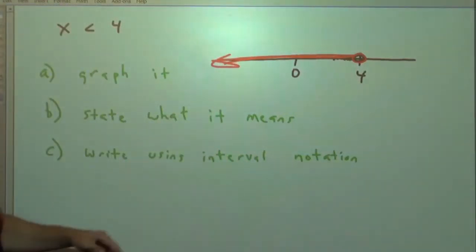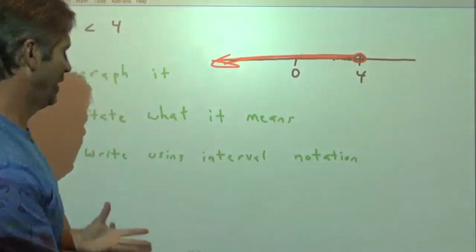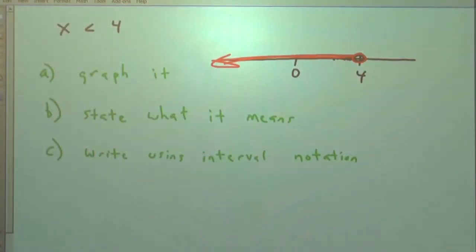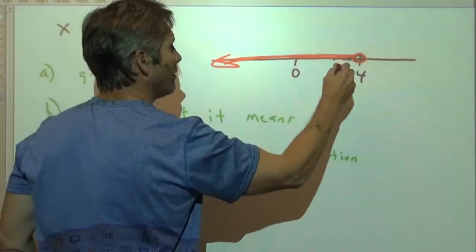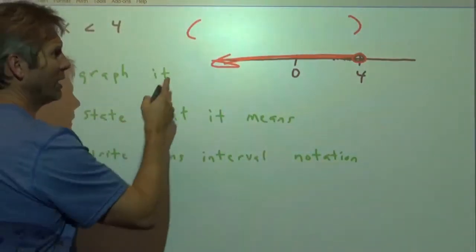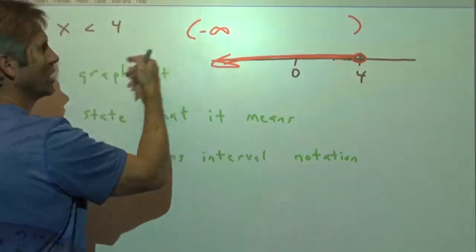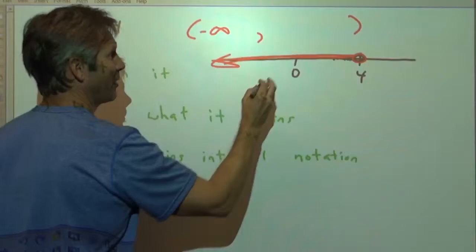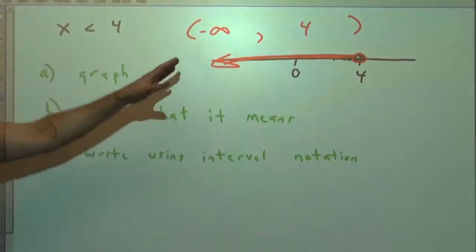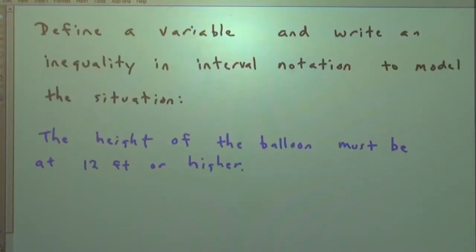State what this means. Well, it's less than 4. X is just less than 4. Write this using interval notation. This interval is open. This interval is also open. Down here, this starts at negative infinity. You're just approaching it that way. That's the small end of the interval. The high end of the interval is 4. So that's open interval notation for less than 4.